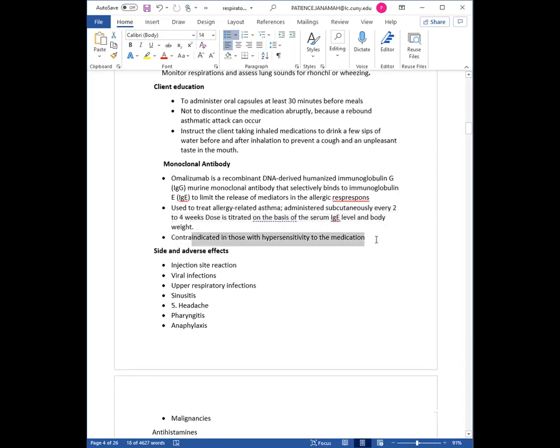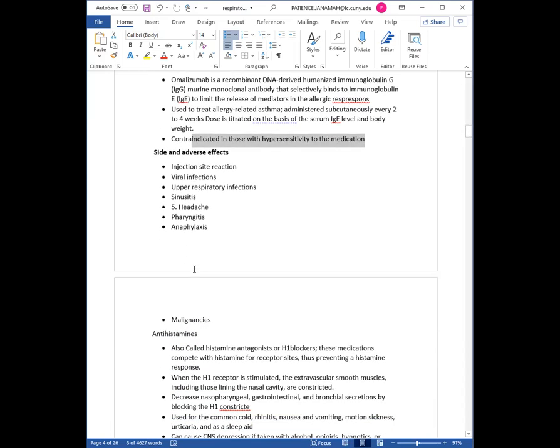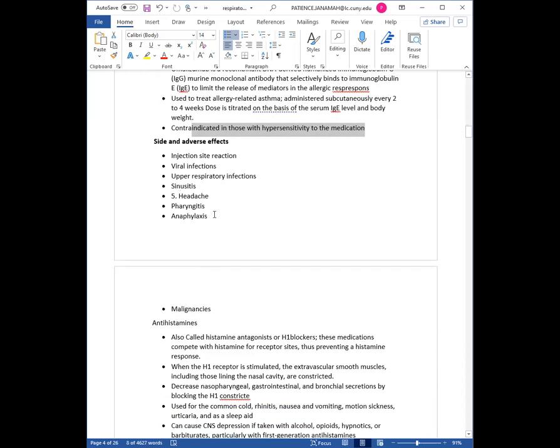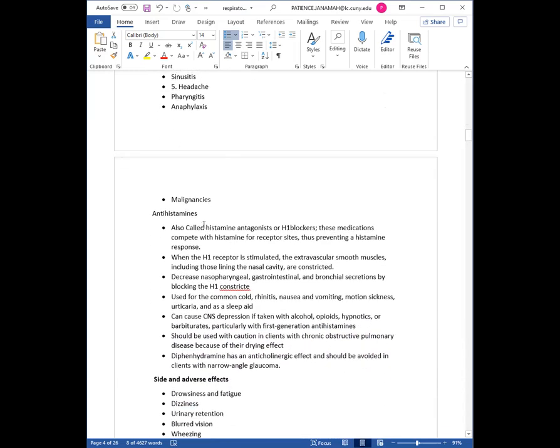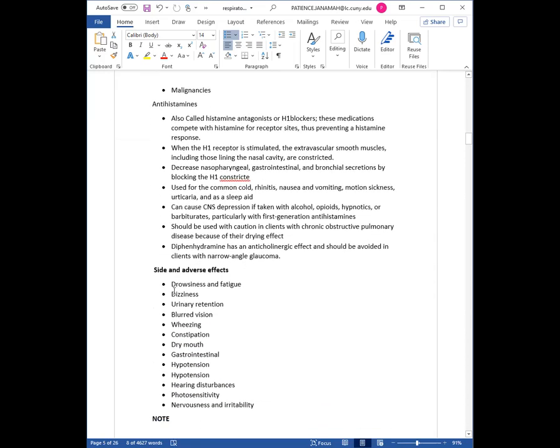The same hypersensitivity. Now the side effects: injection site reaction, sinusitis, headache, pharyngitis, anaphylaxis. Anaphylaxis will always occur in several medications that a patient reacts to. So note that symptom. Antihistamine, also called histamine antagonist, H1 blockers. This medication competes with histamine on the receptor site. I think I spoke about antihistamines. Listen, drowsiness and fatigue. Antihistamine, just take Benadryl as an example. Loratadine. Those are medications that will cause you to be sleepy.